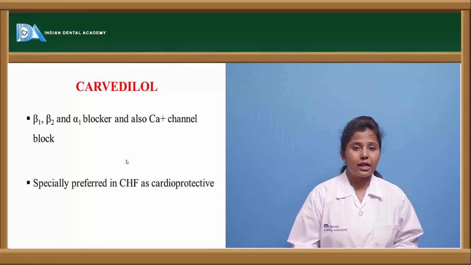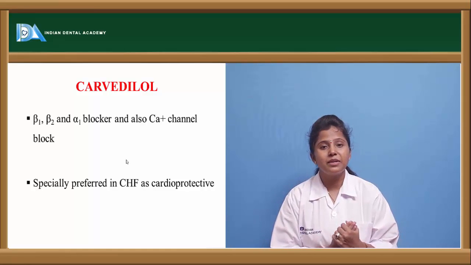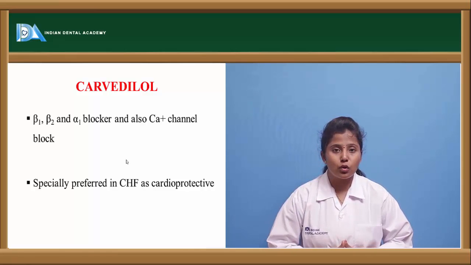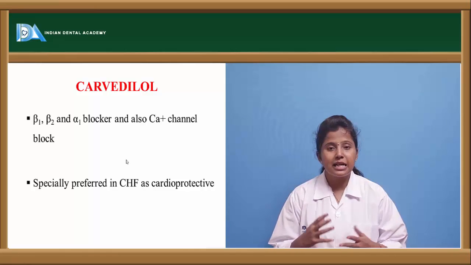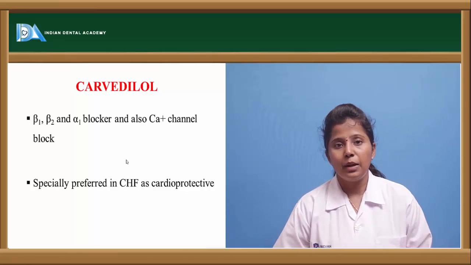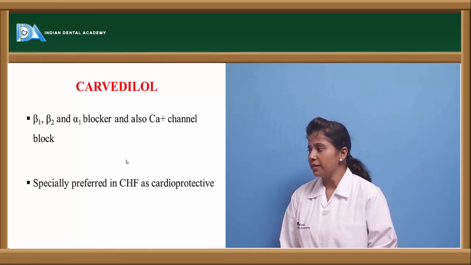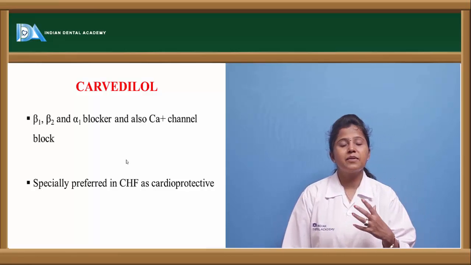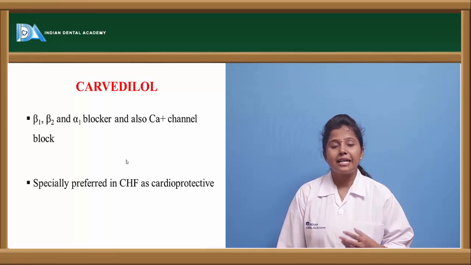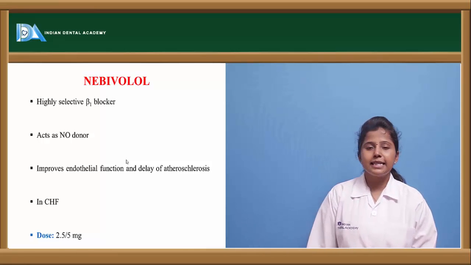So how does this act? Once there is blockade of these alpha 1, beta 1 and beta 2 receptors, it causes blockade of calcium channels also. If the calcium levels are decreased, then ultimately vasoconstriction will be decreased, and there will be a fall in blood pressure. That is how it shows its antagonistic mechanism, and it is the drug of choice in congestive heart failure, as it shows cardioprotective action.